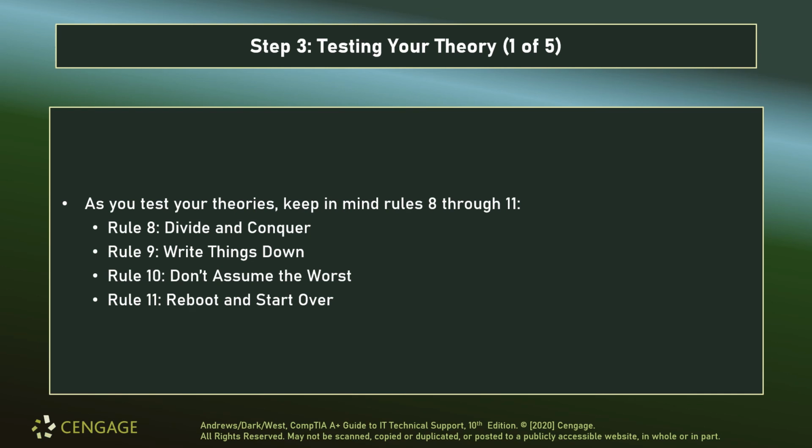Assuming the worst tends to make you short circuit your own process. It makes you quit before you have to. And then rule 11, when in doubt, you've got everything backed up, reboot and start over.